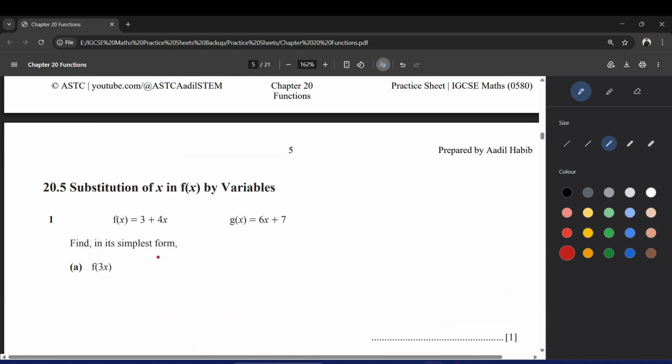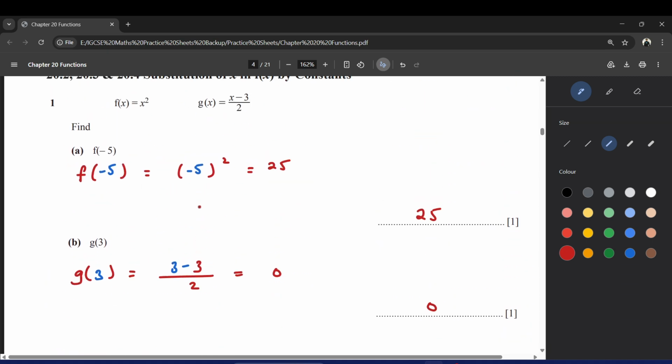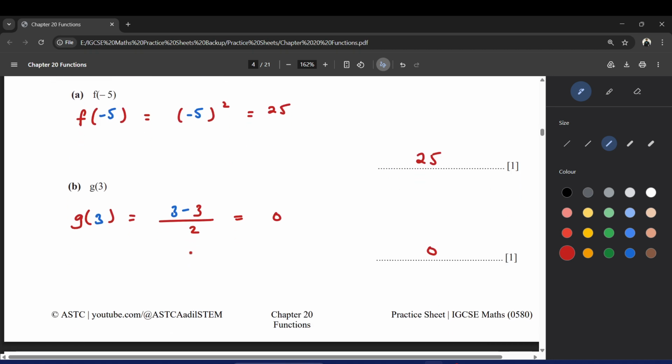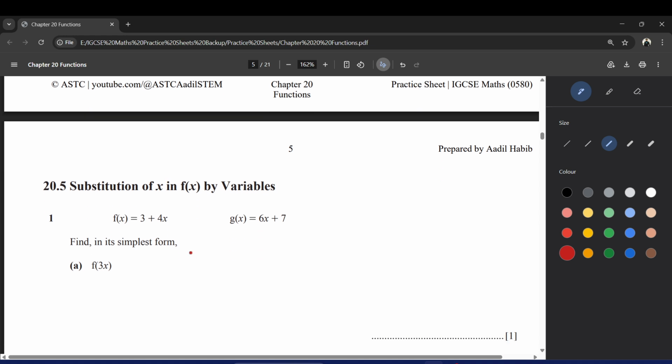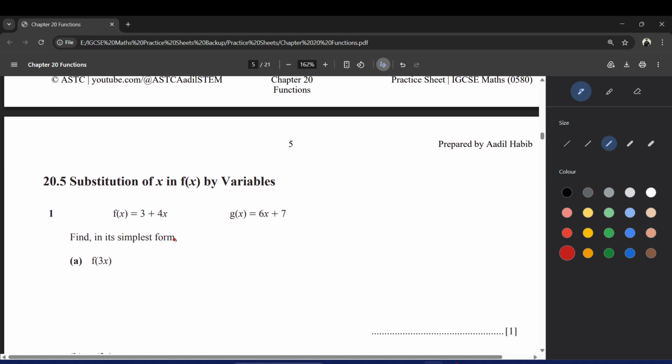All right, the next one is to substitute variables. Substituting constants is not such a big deal, but substituting variables is something that students sometimes find a bit tricky. So let us see. Find in its simplest form f of 3x.